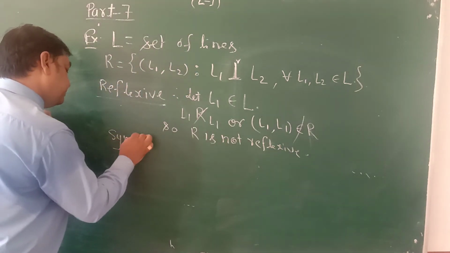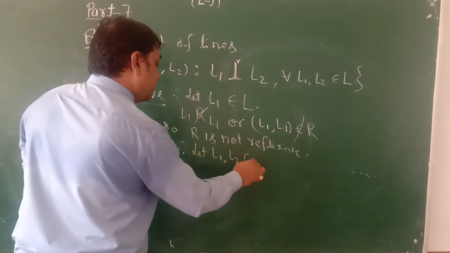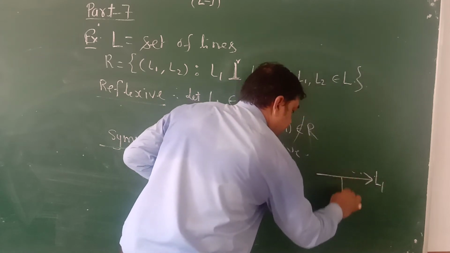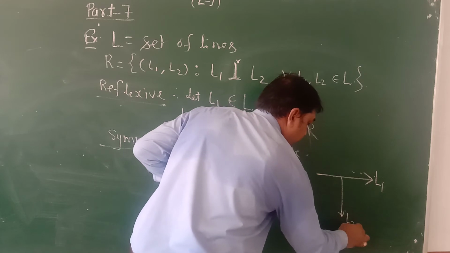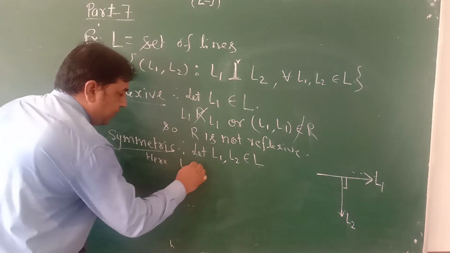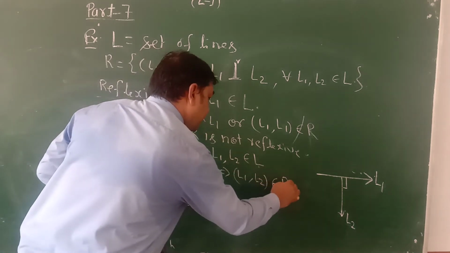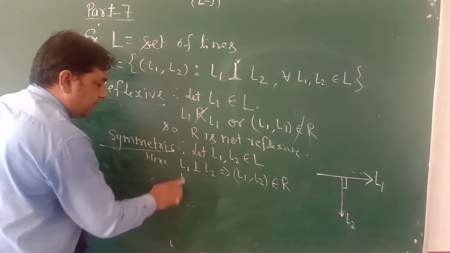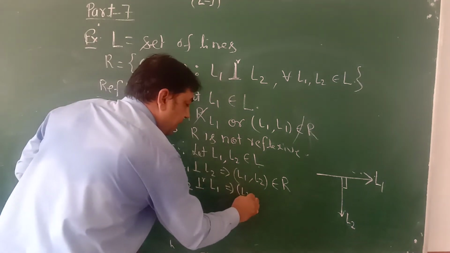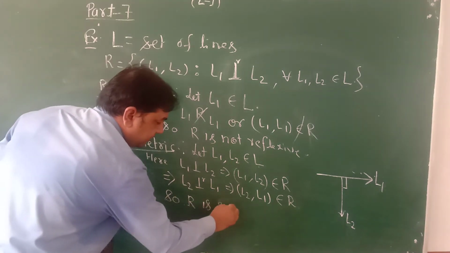Symmetric. For symmetric, we have to take two elements. Let L1, L2 belong to L. Suppose that this is line L1 and this is line L2. Both have the relation, both are perpendicular to each other. Here L1 is perpendicular to L2. This implies (L1, L2) belongs to R, and this implies L2 is also perpendicular to L1. This implies (L2, L1) also belongs to R. So R is symmetric.